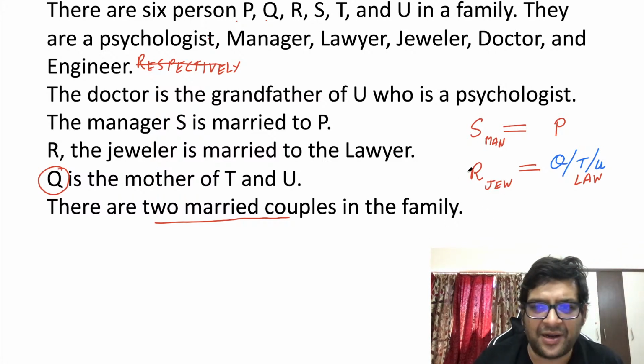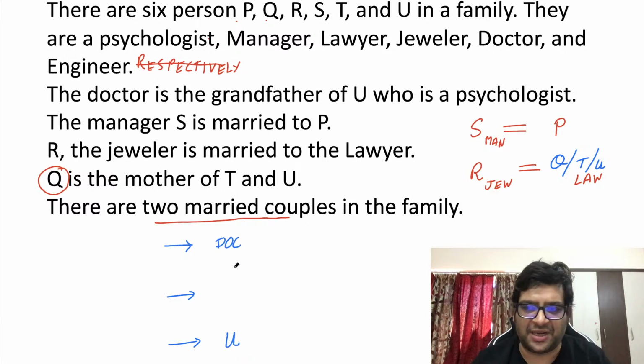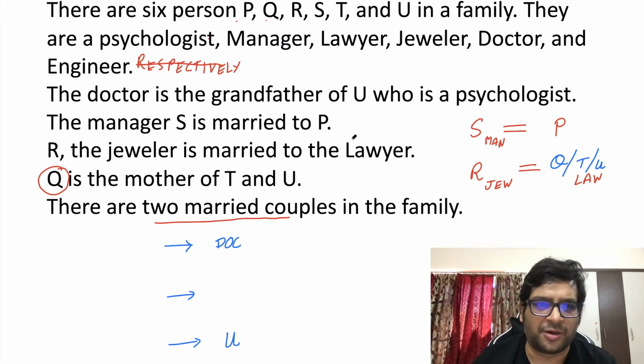So the next thing that I will do is try and make the generations. So I have doctor, and doctor is the grandfather of U. Okay. So U is in the last generation. Doctor is in the top generation. And U is a psychologist. So that is what I have here.